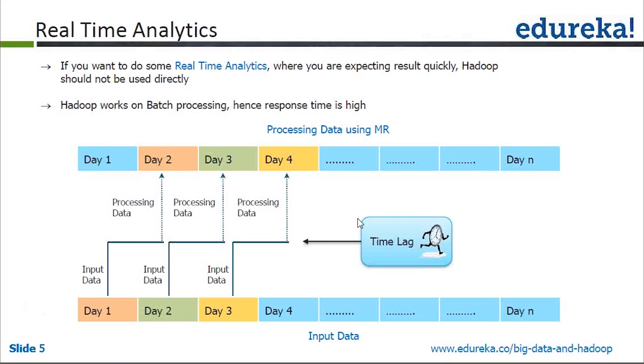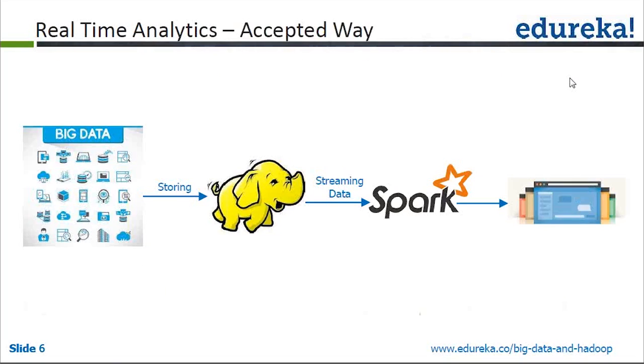But with the current versions of Hadoop, it's better to use it with other technologies like Spark or Storm to solve this particular problem. Hadoop alone is very good for solving batch processing jobs. So that's one scenario: whenever real-time analytics comes, you should not prefer Hadoop directly. You should have some other technologies running on top of Hadoop.